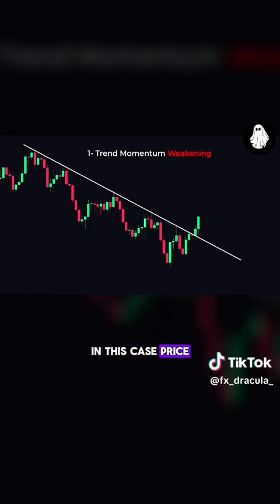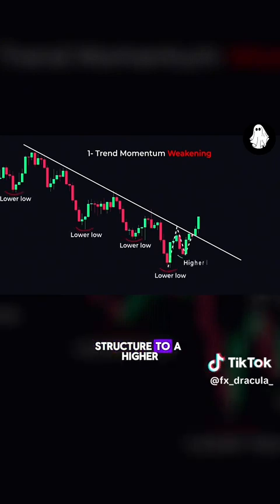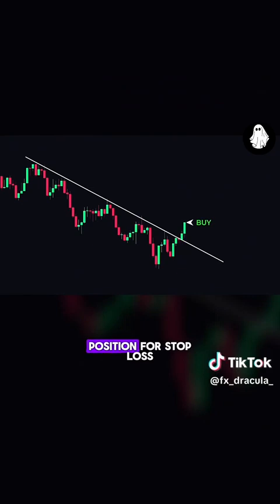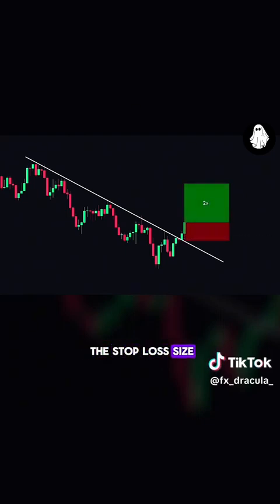So to recap, first, we want to see the existing trend getting weaker. In this case, price shifts from lower low structure to a higher low structure. Next, we wait for price to break out and close well above the trend line. Once these signals are confirmed, we take a buy position. For stop loss, place it slightly below the trend line break and set a take profit at 2 times the stop loss size. And as you can see, price went up and hits our take profit target.